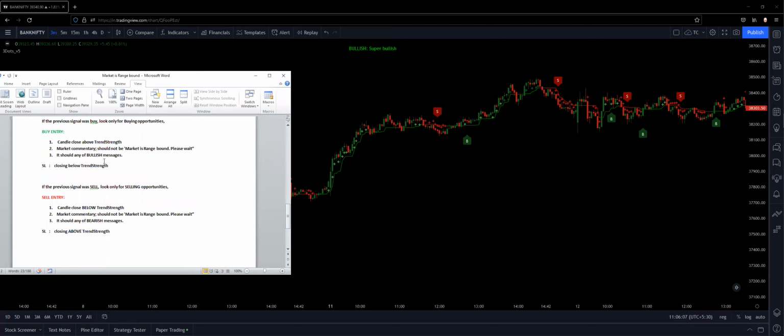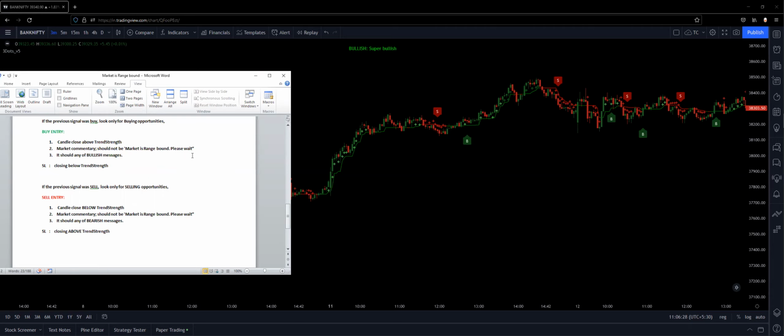That's when you should be going for a buy. Did you get the concept? You just need to see the previous signal's message. If it was a buy, then your view should always be on the buying side, right? And that is the first thing.